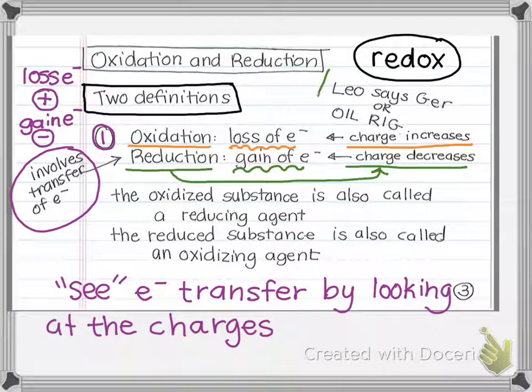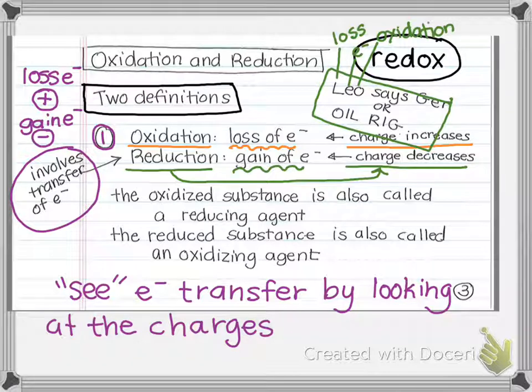Now this definition has two little sayings that you can use to help remember it. I like the first one best, and I don't know why. LEO, like Leo the lion, says GER. And LEO means loss of electron is oxidation. And then GER, like Leo's growling, G would be gain of the electron is reduction.